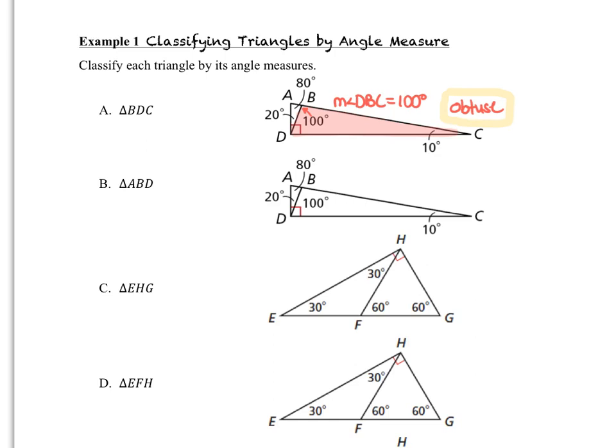On question B, the triangle of interest is triangle ABD, which is the little teeny tiny triangle that I have colored in. This one we can clearly see is an acute triangle, which we know because all 3 angles are less than 90 degrees. Question C is looking at triangle EHG, which is the triangle highlighted in green, and we notice that this one has the little right angle symbol. That means we have a 90-degree angle in this triangle, making it a right triangle.